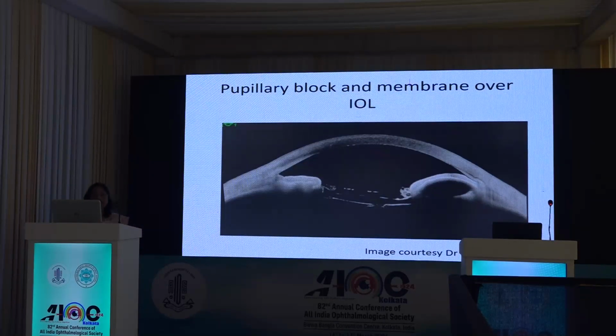Again, this picture is on Anterion. This was a patient of uveitis with a membrane formation on the IOL, and that caused posterior synechiae and pupillary block. So these tools are not only there to improve our diagnostic ability, but also for research and teaching purposes.